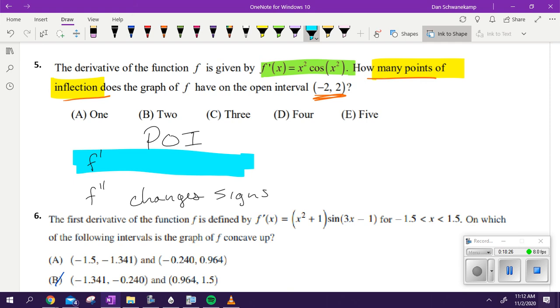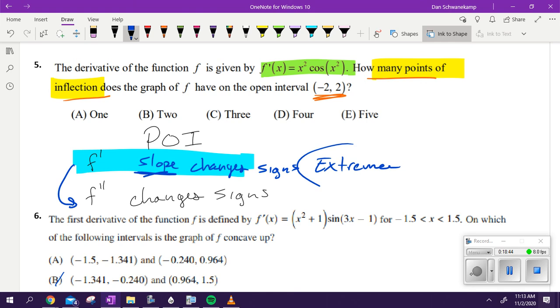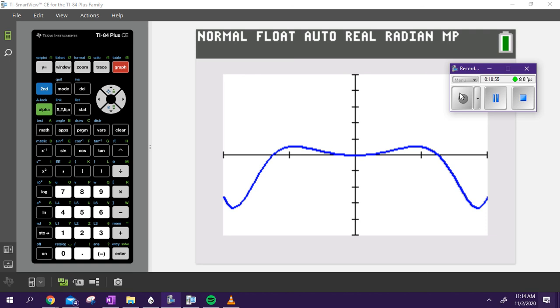Extrema. Because what happens when extrema happen? The slope changes signs. Because if I want to talk about a derivative, I want to talk about the slope. The slope changes signs, and we said in bell work, that means extrema. When does the slope change signs? At maximums and minimums. Right there, right there, right there, those types of spots. Type that into your calculator. Find those spots.